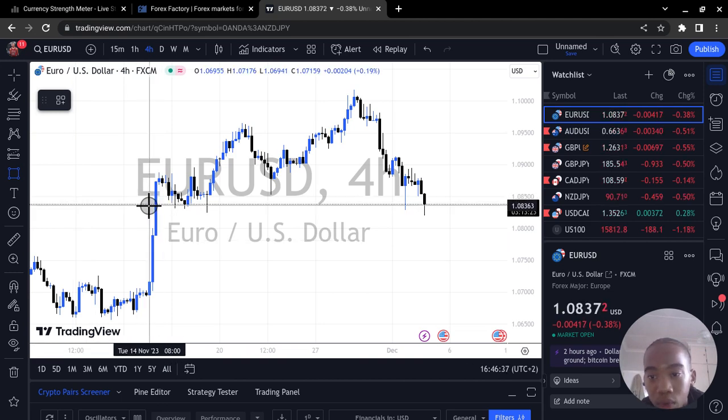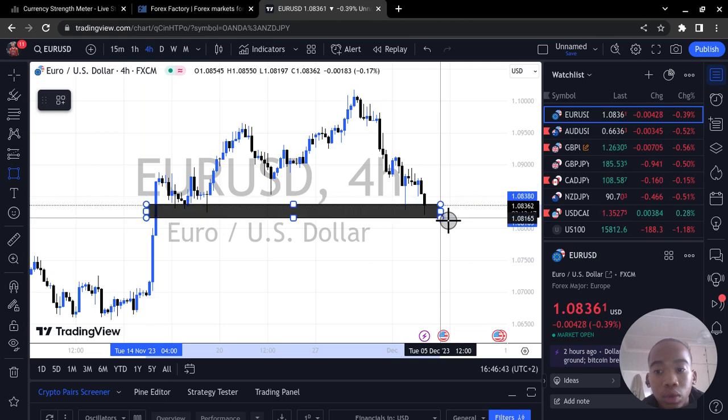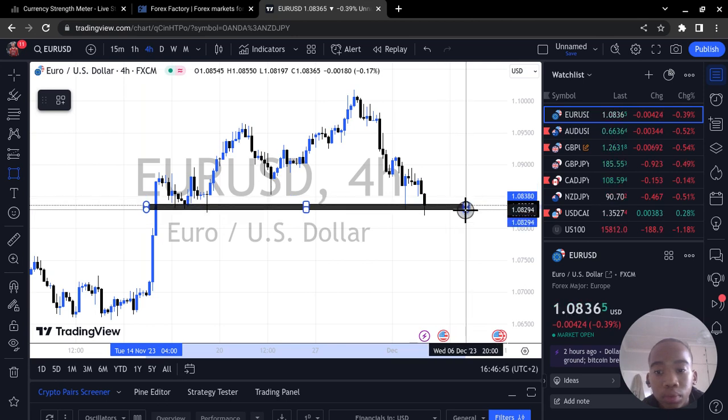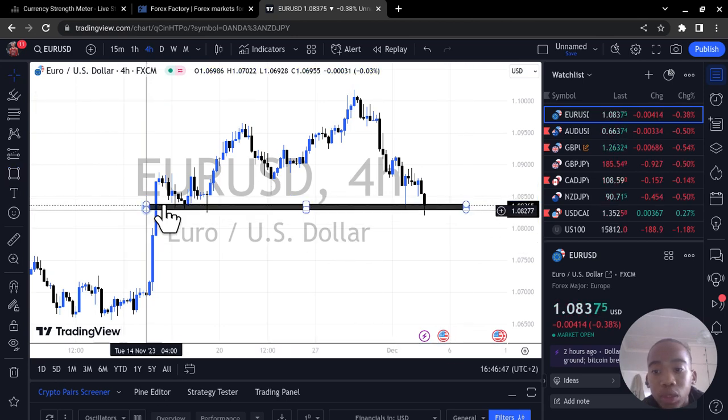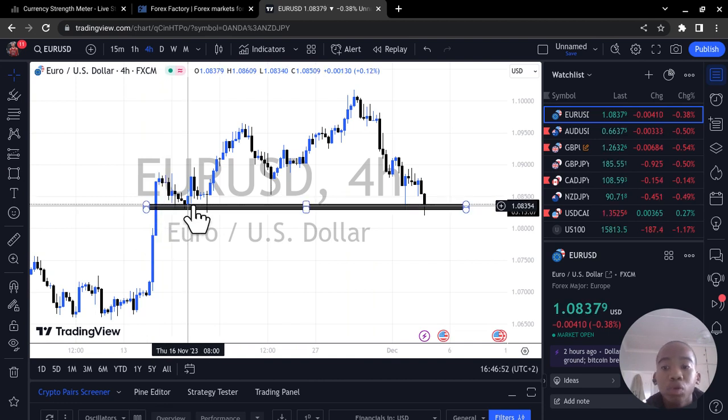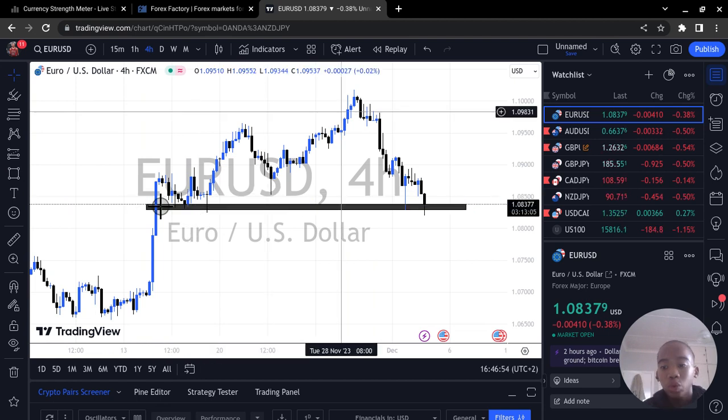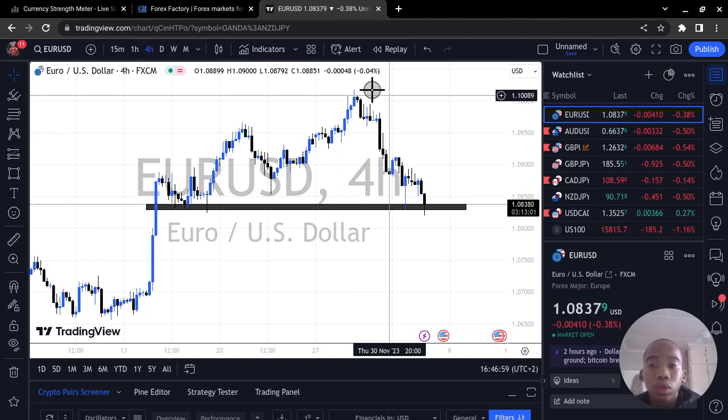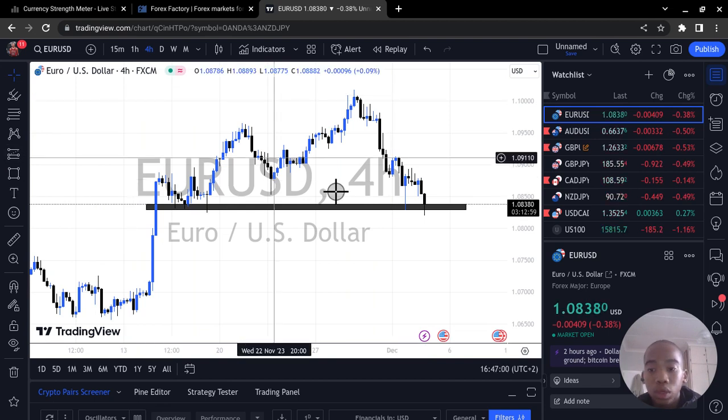Okay, cool. So I'll use this. I think this is the key zone, because when we broke this level, I'm using this level because it broke here and it formed support, and when we're above this level, we trended all the way to here, trending all the way to there, and now we're at this level again.